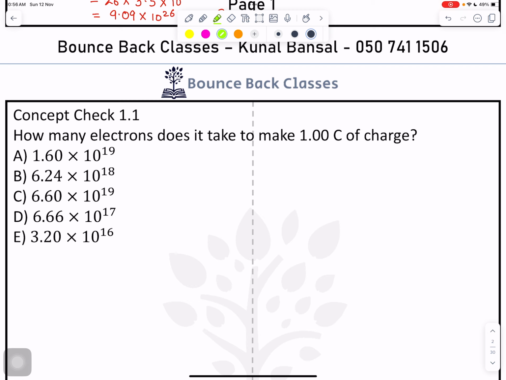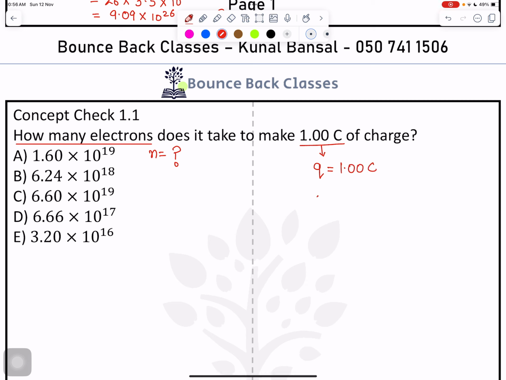So just this is for your practice. So guys, just solve it. What is given? How many electrons? So what we need to find? How many electrons? So it means we need to find n. Does it take to make 1 coulomb? What is the unit? Coulomb. So what is this? Q. Q is 1.00 coulomb.